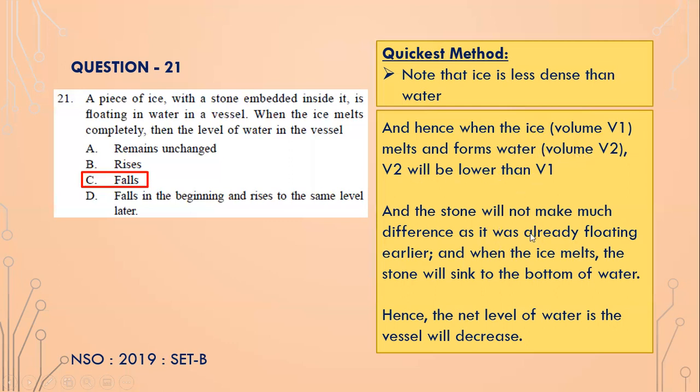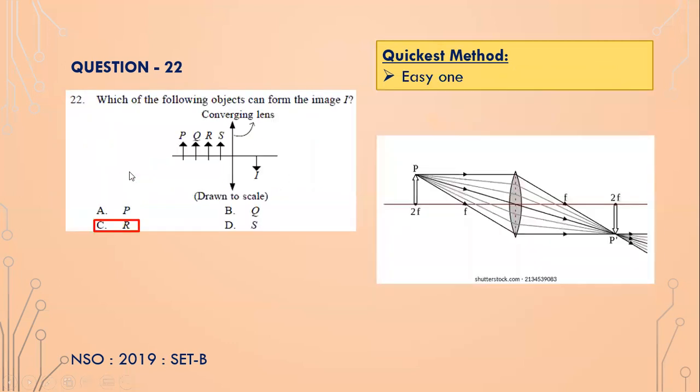And the stone will not make much difference because it was already floating inside, isn't it? When the ice melts, the stone will just sink to the bottom of the water. And hence, because the ice has melted, the volume has decreased, so the net level of water in the vessel will decrease. So the level of water in the vessel will fall.